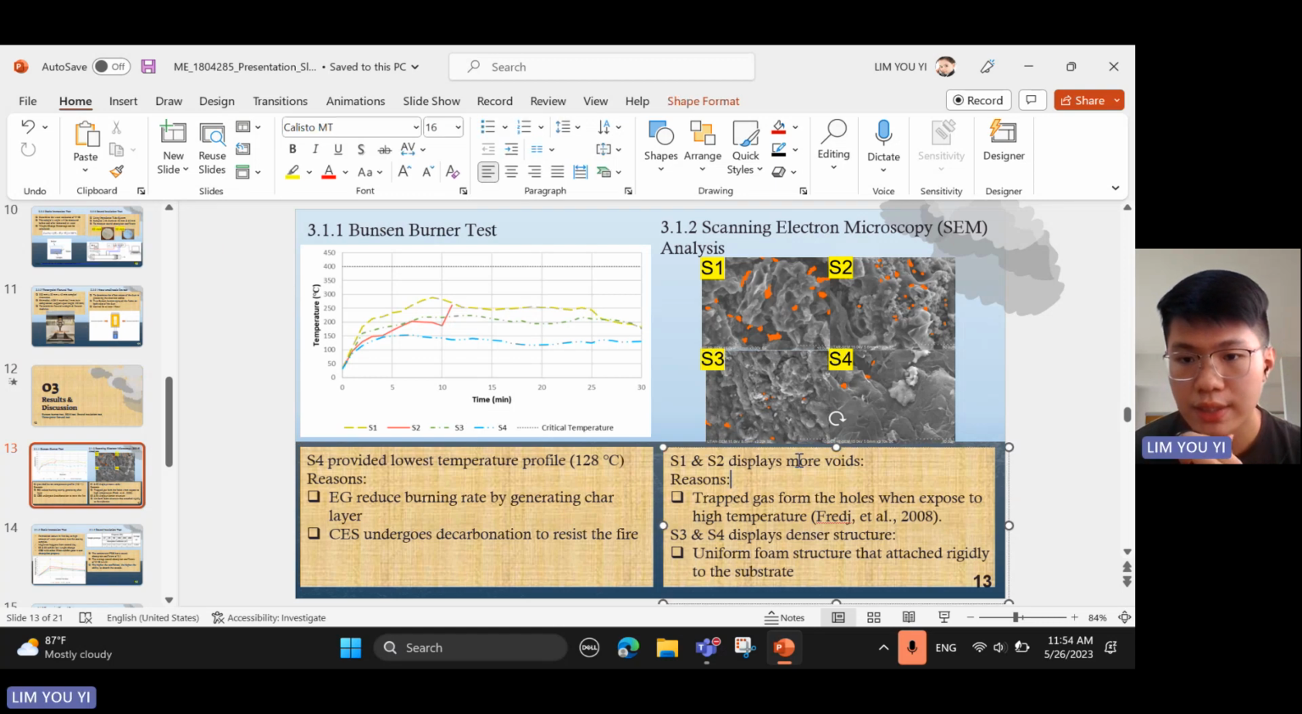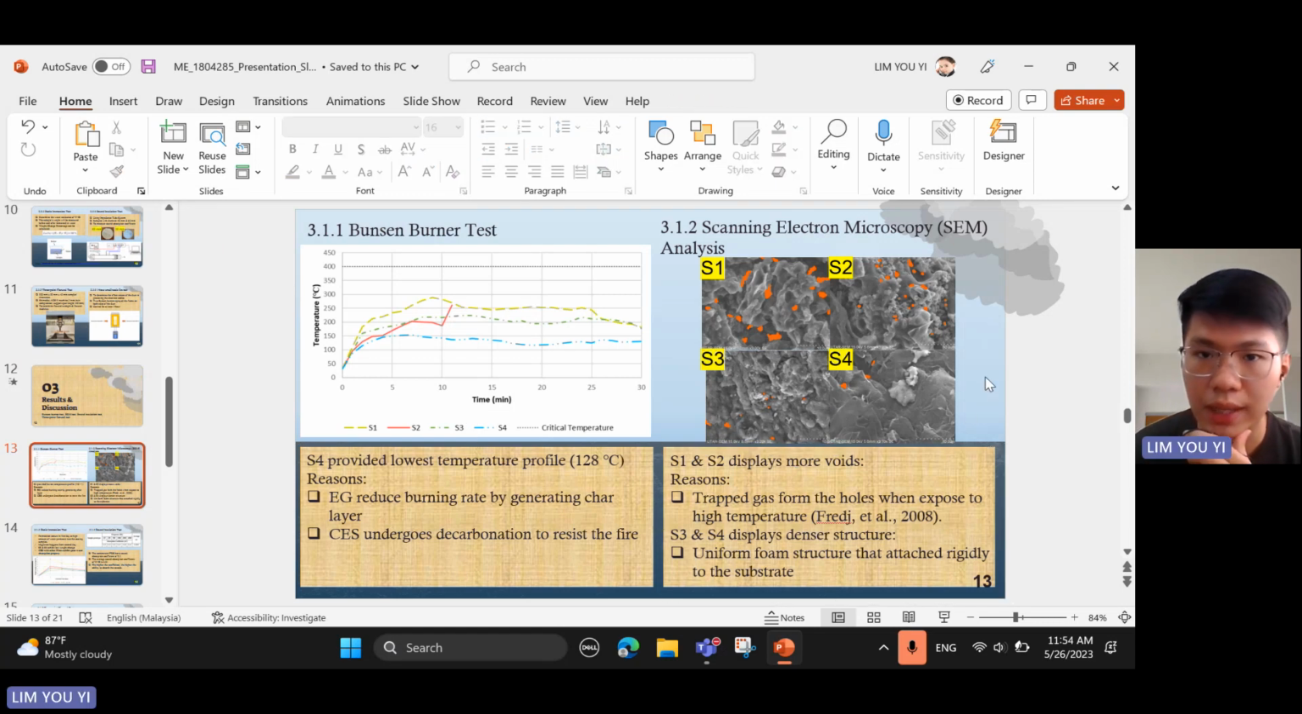After that, the SEM analysis allows us to determine the number of pores found on the surface of the char layer for each of the samples. As you can see, the orange color indicates the number of pores on the surface of the char layer. So, sample number 4 has fewer pores as compared with samples number 1, 2, and 3.